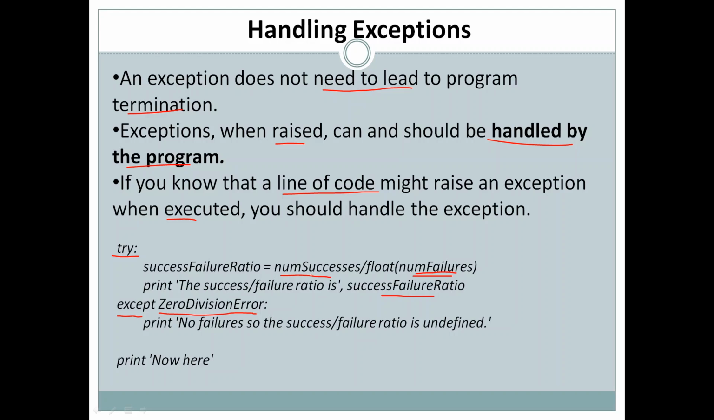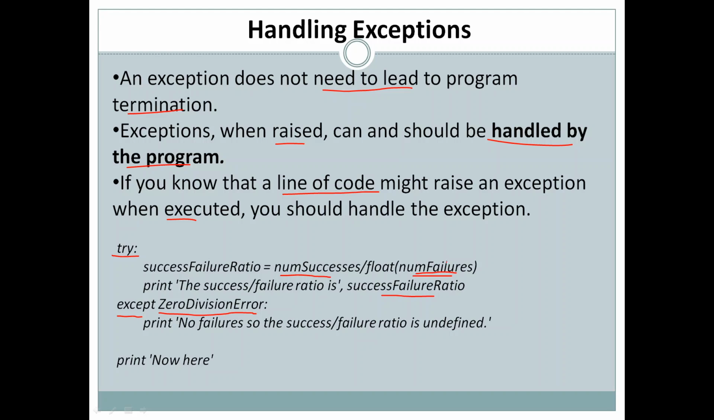And we have some set of lines inside the except block which are executed when there is an exception. If the number of failures is greater than 0, or if it is not equal to 0, the program will work fine without any problem. It will simply assign some value to success failure ratio and that will be printed, and from that particular point it goes to the print statement after the except block, and the statement inside that print will be displayed.